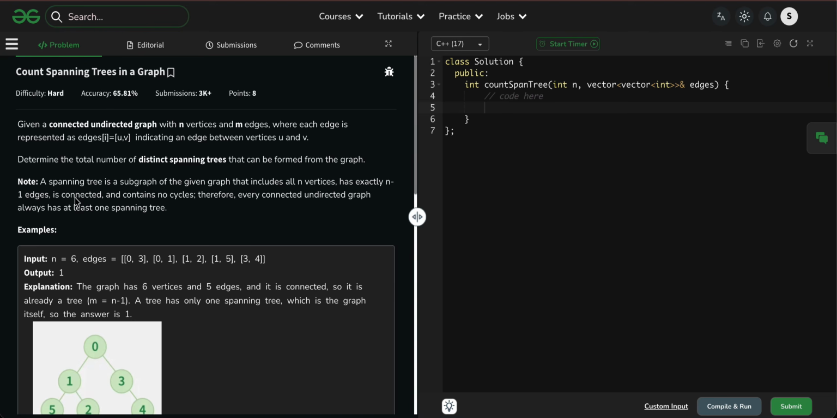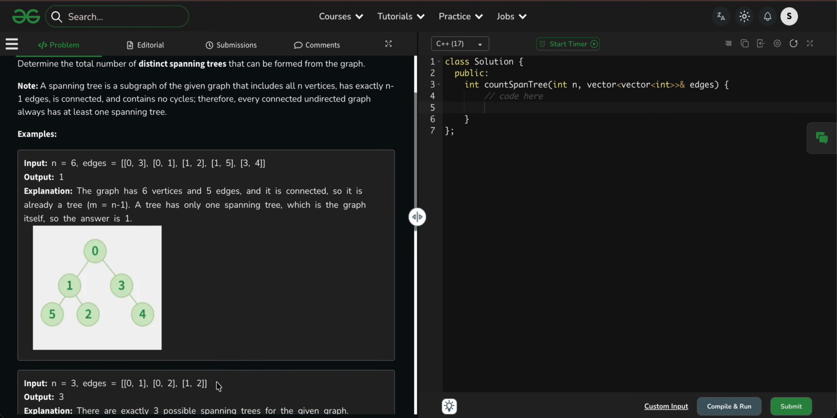So in that problem, we need to count how many different spanning trees can be formed from a connected undirected graph. This is an undirected graph because there are no directions. So we have to count how many different spanning trees can be formed from the connected undirected graph.